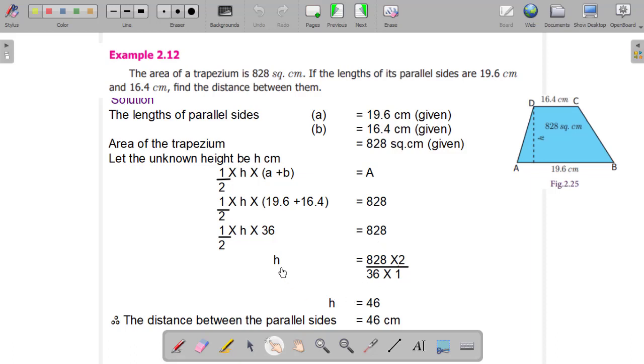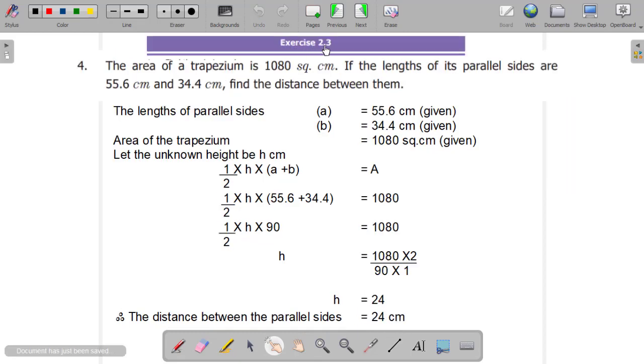Keeping the unknown variable on the left hand side, we send all the factors to the right hand side. 36 is a multiplying factor on the left hand side, so it becomes a dividing factor. 1 by 2 becomes its reciprocal 2 by 1. So if we simplify this, we get 1 2 is 2, 18 2s are 36. Again 1 18 is 18, 46 18s are 828. So we have height is equal to 46. Therefore the distance between the parallel sides is 46 centimeter.